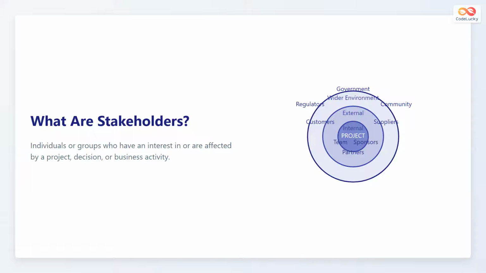Let us understand who the stakeholders are. Stakeholders are individuals or groups who have an interest in, or are affected by a project, a decision, or any business activity. They can be internal, such as team members and managers, or external, such as customers, suppliers, and the wider community. Identifying your stakeholders is the first step in effective stakeholder management.